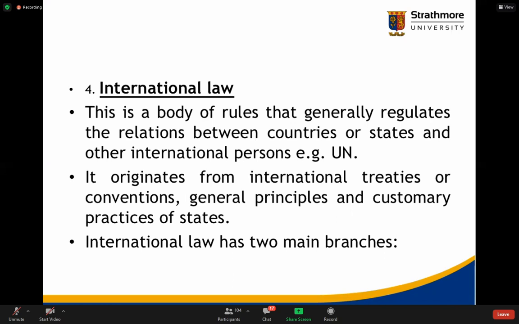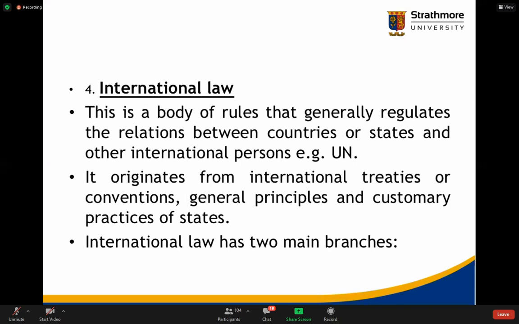So you have an idea that a treaty is an agreement because at the international level, we have two states that have equal standing. So one cannot dictate conditions to the other. Instead, the states will come together and enter into a legally binding agreement in the form of a treaty on how they're going to regulate their affairs. So international law originates from international treaties or conventions, general principles, and customary practices.